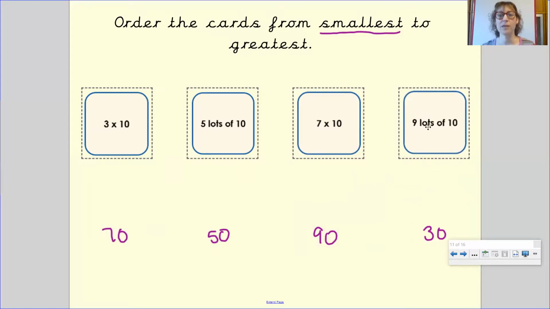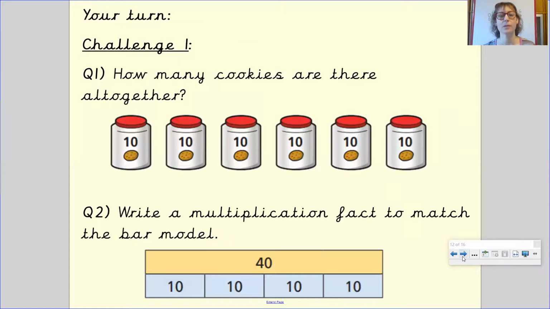Be really careful if you see a question like this, that you check which way you're ordering it from. It would be really sad to have done all that work and put them in the wrong order because you put the greatest one first. Just be really careful. Make sure you read the question carefully.